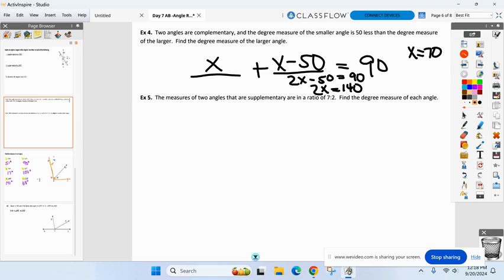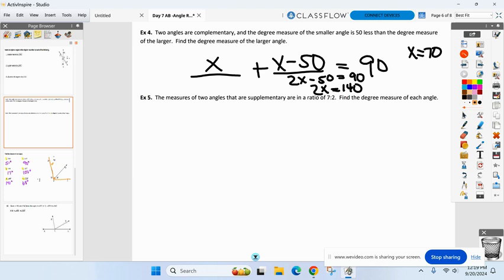I may not be done. What did it want me to find? Find the degree measure of the larger angle. Okay, so is 70 going to be the larger one, or is it going to be the other one? It's going to be 70. Remember, what do these 2 angles have to add to? 90. So if one angle's 70, what's the other one? 20. So did we find the larger one?